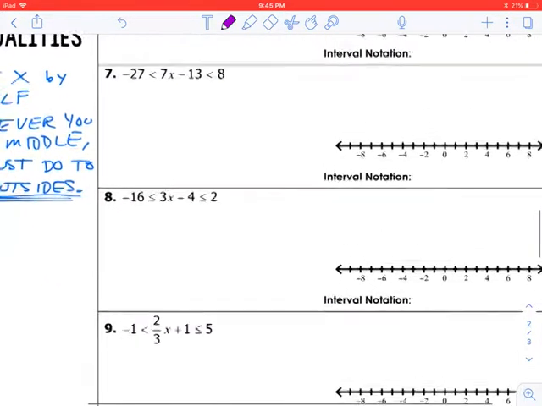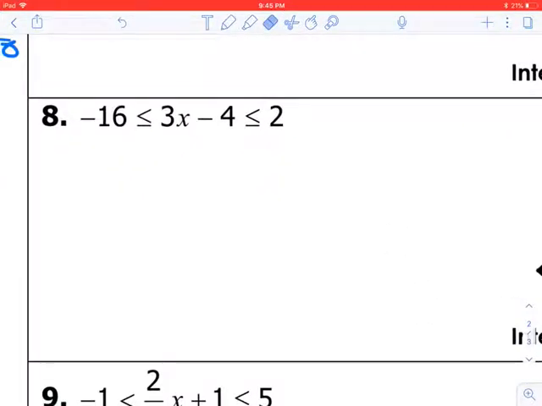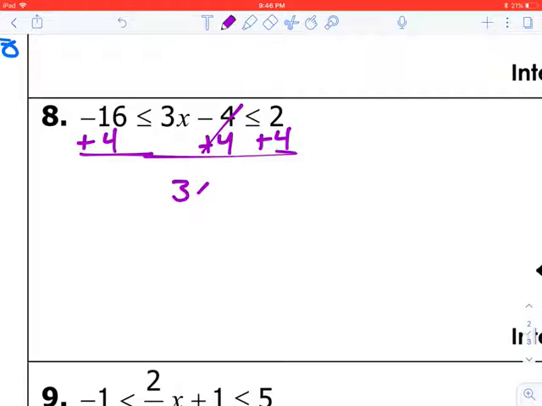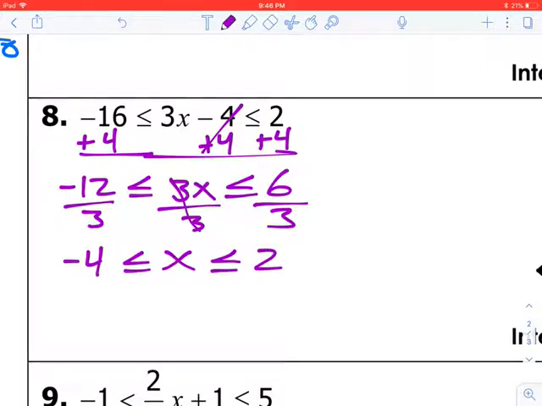Okay. Let's do these two. So for this one, I've got 3x minus 4 in the middle. So the first thing I want to do is add 4. Well, if I add 4, I got to add 4 to all three parts. So in the middle, I've got 3x. This is -12 less than or equal to 3x, less than or equal to 6. Now I divide by 3. But again, I got to divide everything by 3. So -4 less than or equal to x, less than or equal to 2.